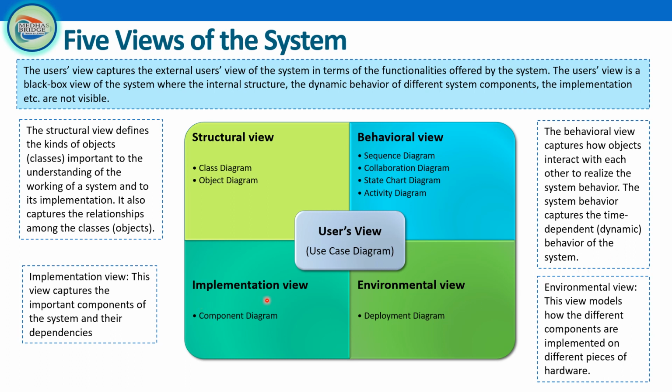What does it mean, implementation view? Implementation view captures the important components of a system and the dependencies. Component diagram is under implementation view. Coming to environmental view, a deployment diagram basically deals with the environmental view. This view models how the different components are implemented on different pieces of hardware. That's why this is called a 5 view of the system.